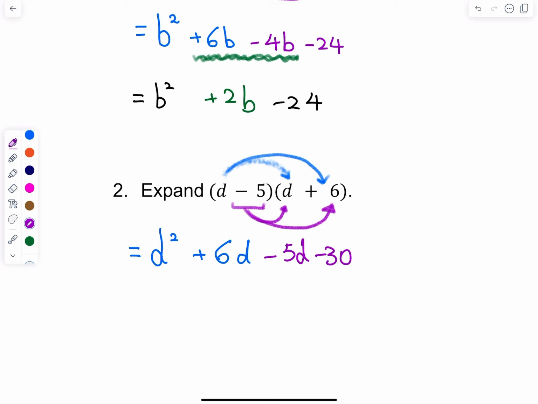And then what's the next step? The next step will be, because these are like terms, so like terms you need to calculate them. 6 minus 5.